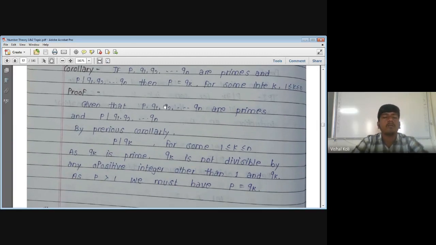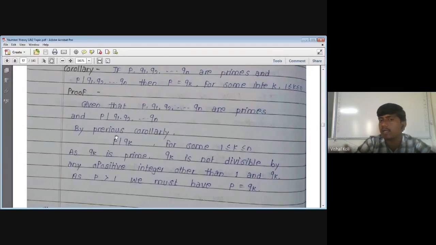But we know that qk is a prime, p is also a prime, and qk is divisible by this prime p. As qk is a prime, the only positive divisors of qk are 1 and qk only. Since p divides qk and qk is a prime, the possible value of p is nothing but 1 or qk.